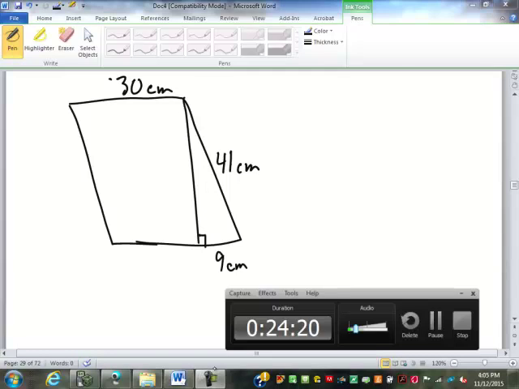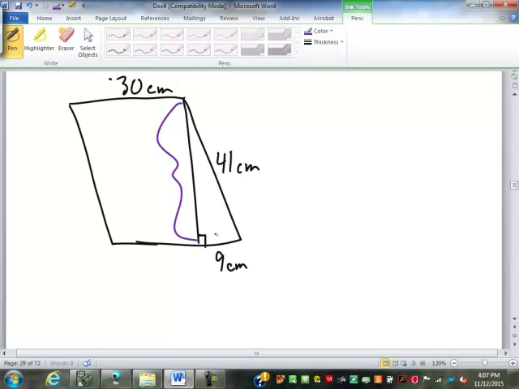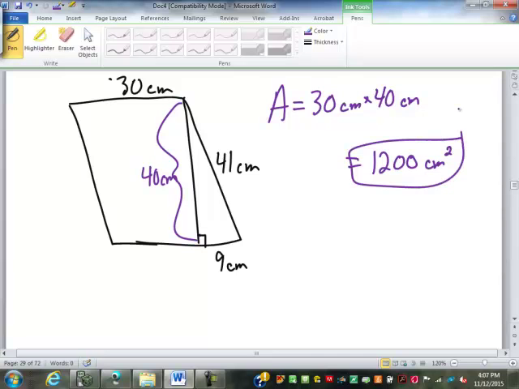Find the area of that triangle. Okay, first of all, what's our height? 40 centimeters. Everybody, who got 40 centimeters? Okay, so we're on the right track there. So then the area is 30 centimeters times 40 centimeters, otherwise known as 1,200 centimeters squared. Perfect. Who got that one? Okay. You feeling better about them? Good deal.